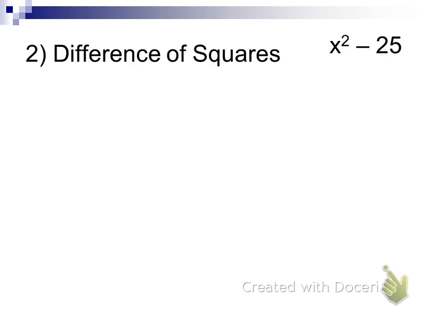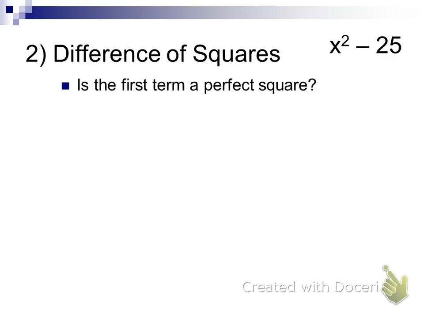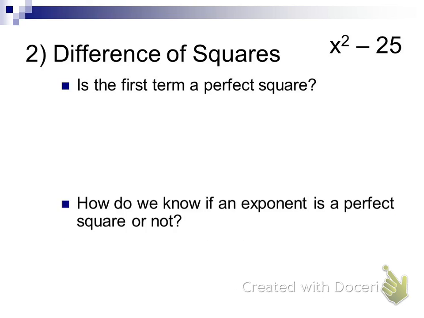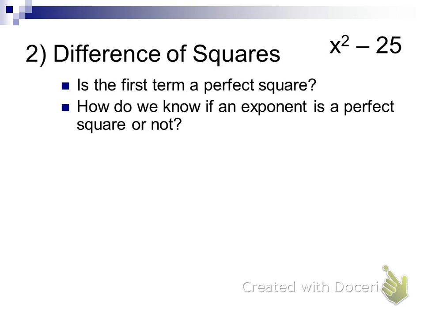All right, so let's look at this. So you're right, Drew. We have to ask, is the first term a perfect square? We have to determine if the exponents are all squares. How do you determine if an exponent is a perfect square or not? Perfect squares have to have what kind of exponents? They have to be even. Yeah, even numbers are perfect squares.